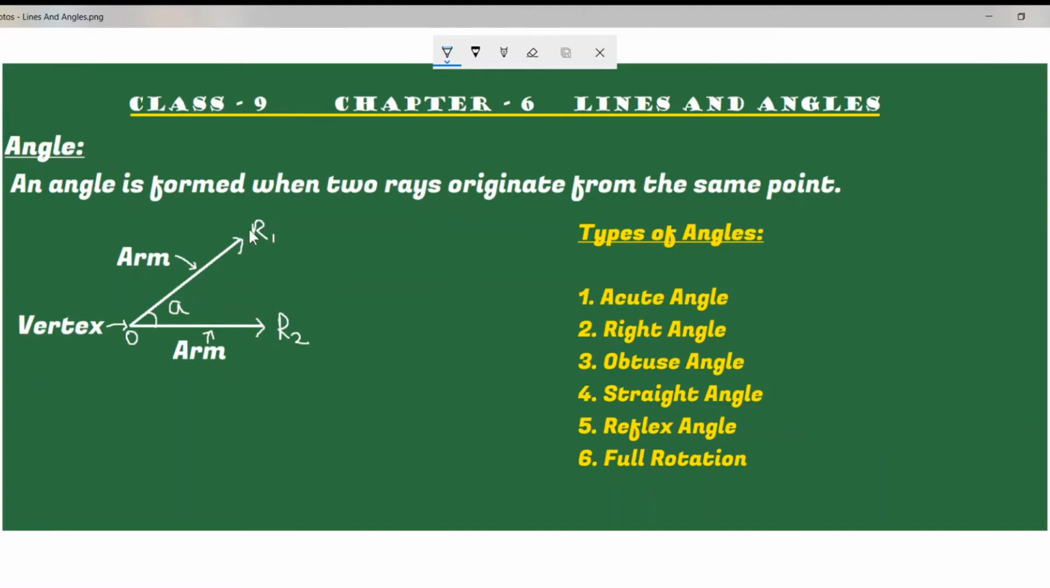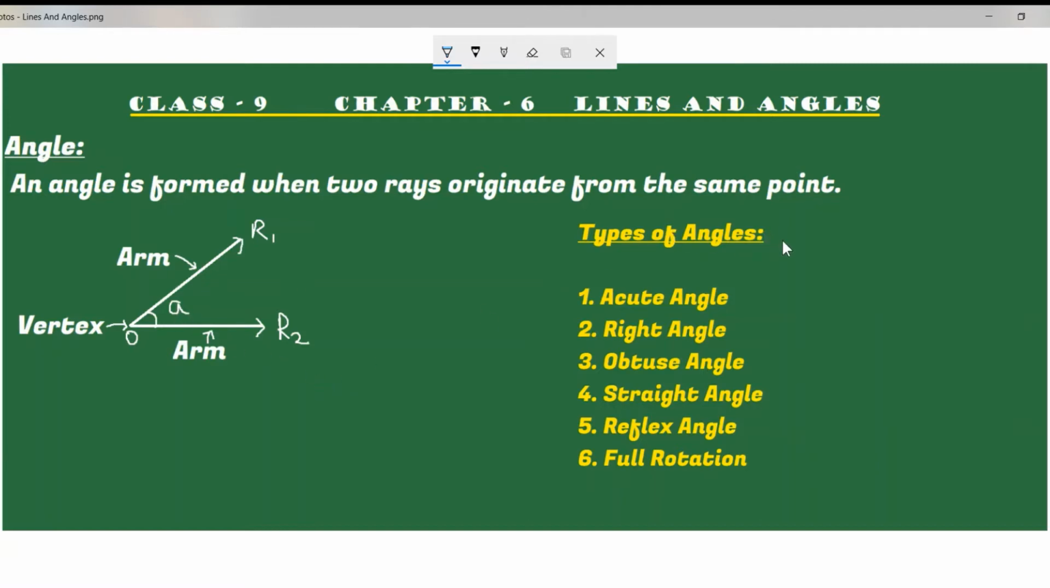Here, R1 and R2 are two rays. Both originate from the point O. The measure between these two rays is called the angle. The rays which are used to make the angle A are called the arms of the angle. So here OR1 and OR2 are two arms of the angle A and the point O is called the vertex of this angle.